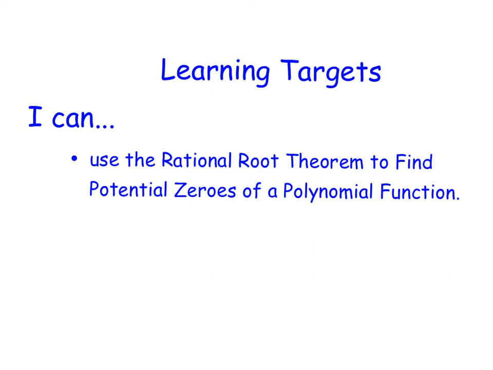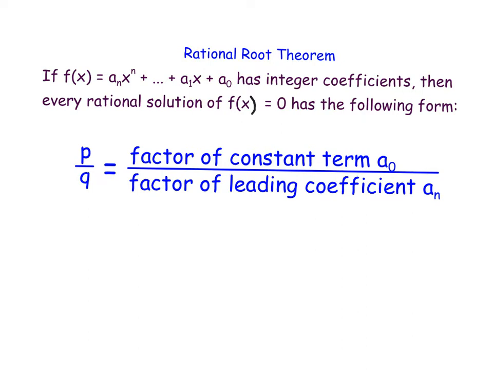In this video, we're going to use what's called the rational root theorem to find potential zeros of a polynomial function. So on this slide, you can see the definition of the rational root theorem. And what it states is if f of x, now this right here looks like a lot of gobbledygook, but what this really represents is just a polynomial in general, because polynomials can have all different degrees with all different coefficients.